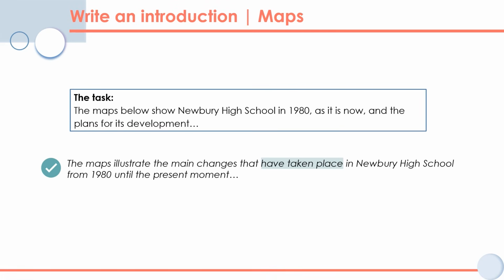The maps illustrate the main changes that have taken place in Newbury High School from 1980 until the present moment. Because I'm talking about the result we see now, I use the present perfect here. And the proposed development up until 2030. So here I changed the plans for development to proposed development and added the date from the last map.